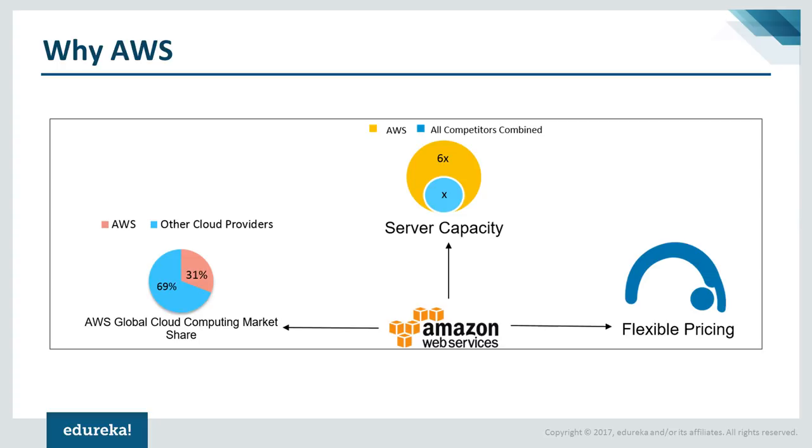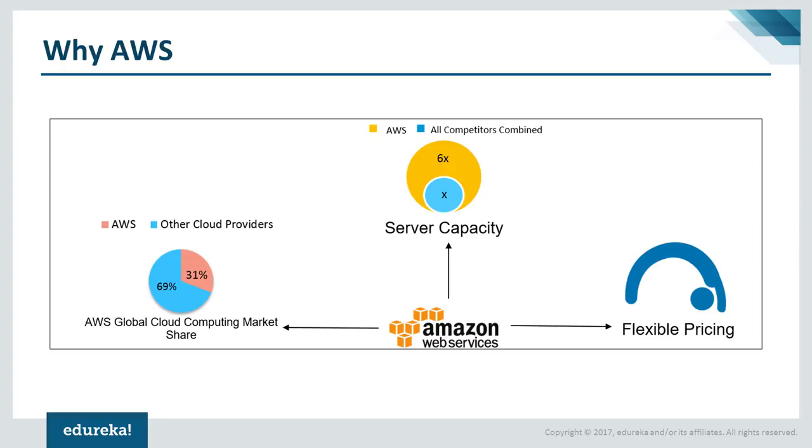Now, if you talk about server capacity, similar is the case. Actually, it is even better for AWS here. How? If you talk about server capacity, all the other competitors combined provide you with a server capacity of X, whereas AWS would provide you with 6x of server capacity, and that is again huge, by huge margins. If you talk about pricing, Amazon Web Services is highly flexible.